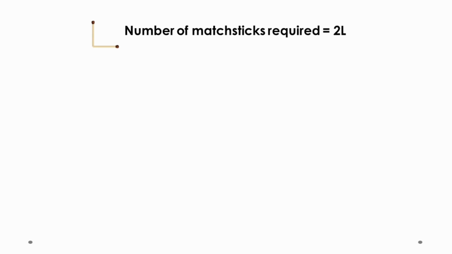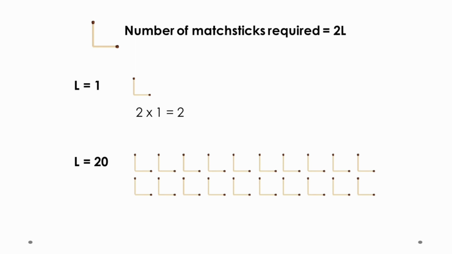So for L is equal to 1, that is, if we want to make 1 L, the number of matchsticks required will be 2 into 1 is equal to 2. For L is equal to 20, that is, if we want to make 20 L's, the number of matchsticks required will be 2 into 20, which is 40.